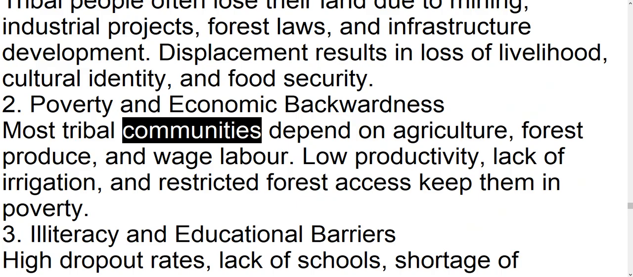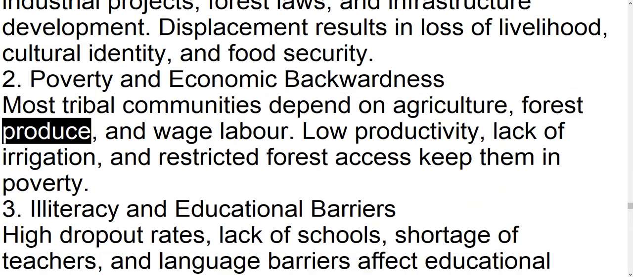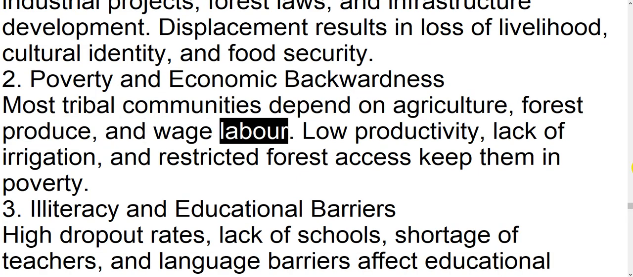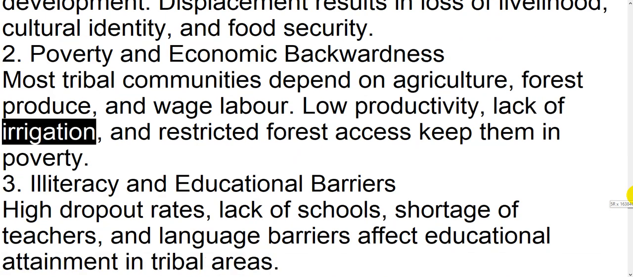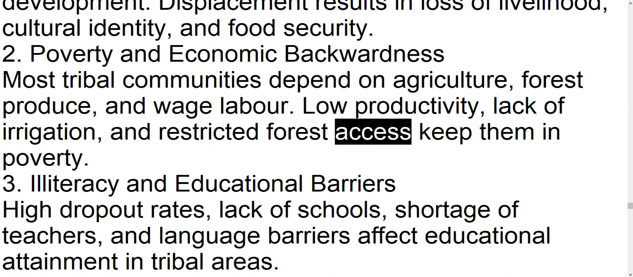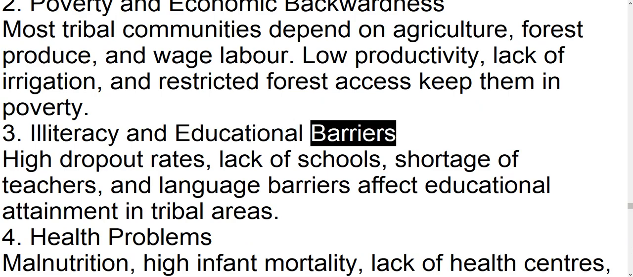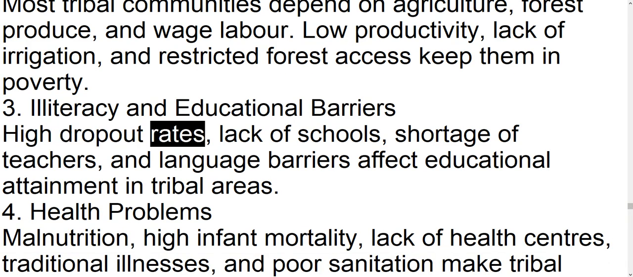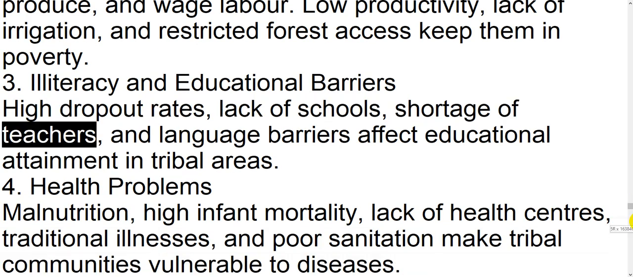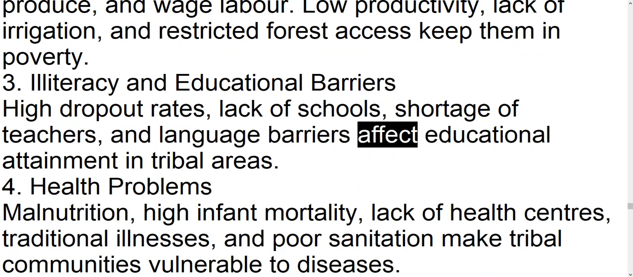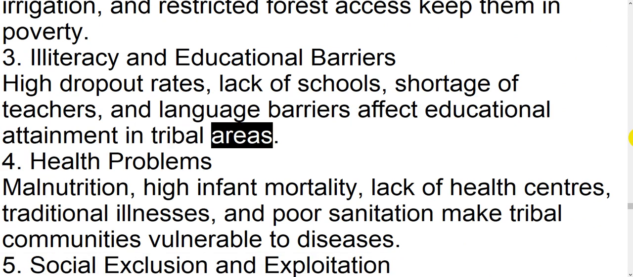Most tribal communities depend on agriculture, forest produce, and wage labor. Low productivity, lack of irrigation, and restricted forest access keep them in poverty. 3. Illiteracy and educational barriers. High dropout rates, lack of schools, shortage of teachers, and language barriers affect educational attainment in tribal areas.